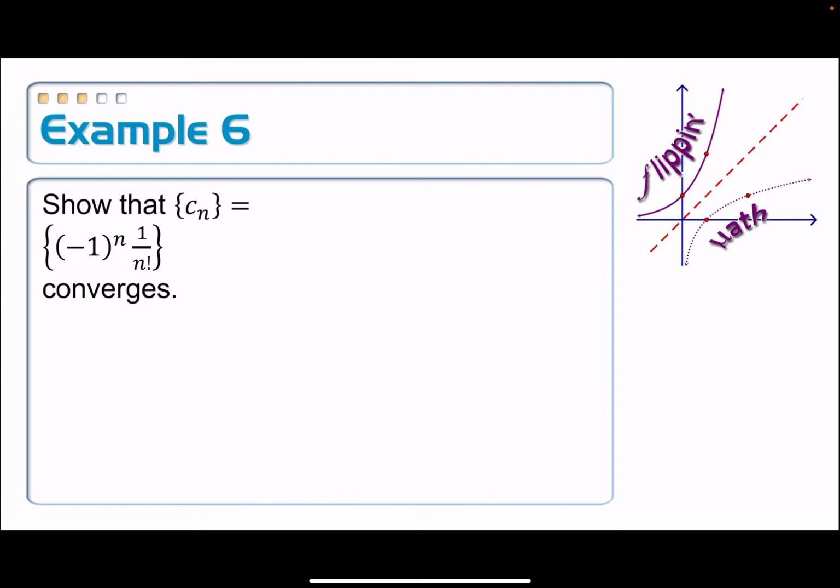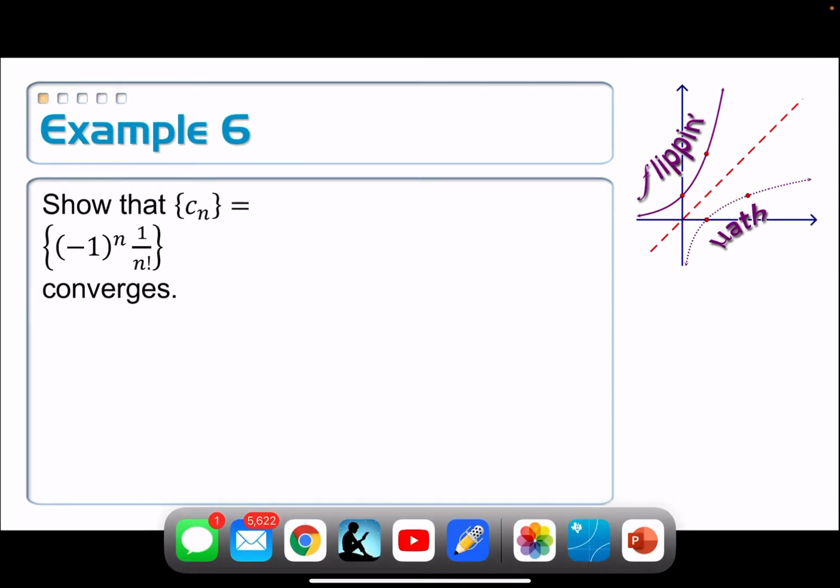Show that c sub n, which is equal to -1 to the nth power, times 1 over n factorial, converges. So here we have our little alternator, which is going to take the terms of the sequence starting with n equals 1, and we have a negative term, then a positive one, a negative one, and a positive one. But we want to show that even though they're oscillating, they're getting closer and closer to something. Okay, so this is the way that I tackle that.